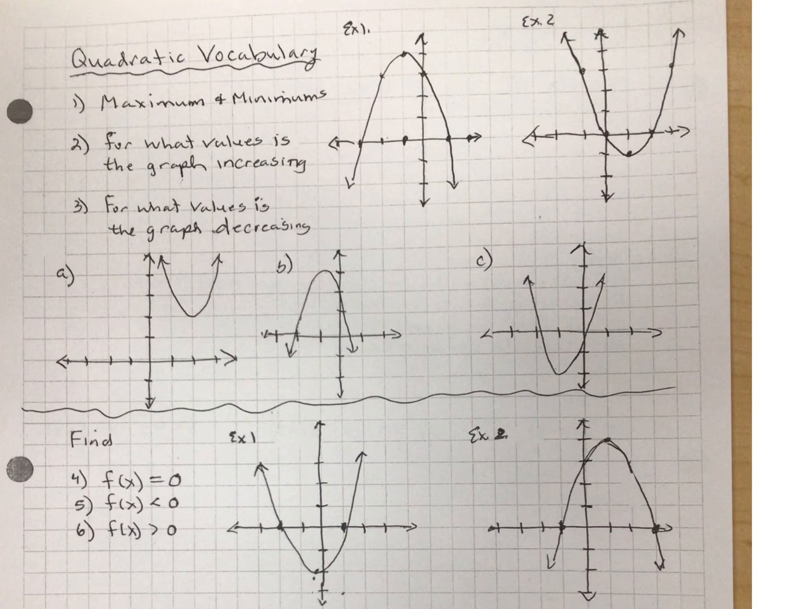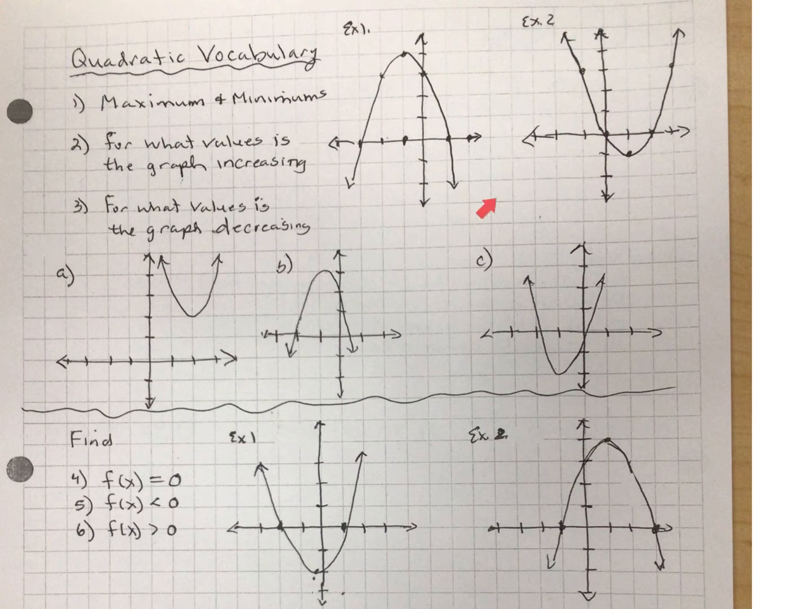We are doing quadratic vocabulary today, talking about things like maximum and minimum, when the graph is increasing and decreasing, where the graph is greater than zero and less than zero, just general ideas about the graph and the function, okay? So we talked a little bit as we were graphing about what the minimum or maximum was. So let's look at example one here.